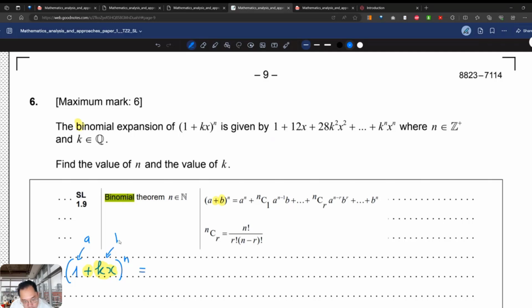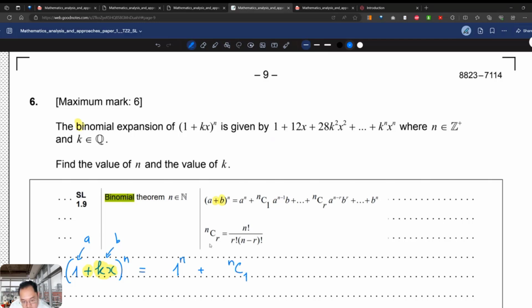So B is kx, a to the power n is 1 power n. Just power n. 1 power n is simply 1. Okay, then combination nC1.